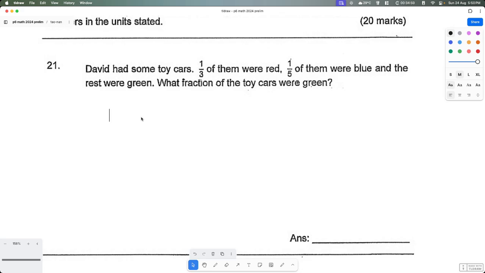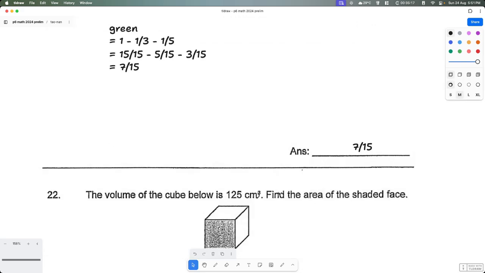So we have green is equal to 1 minus 1 third minus 1 fifth. Okay, so that means to get the lowest common multiple, this will be 15. 15 out of 15 minus 5 out of 15 minus 3 out of 15, which is 15 minus 5, 10, minus 3, 7 out of 15. Okay, there you go. So that's the answer, 7 out of 15. All right, let's move on to question 22.